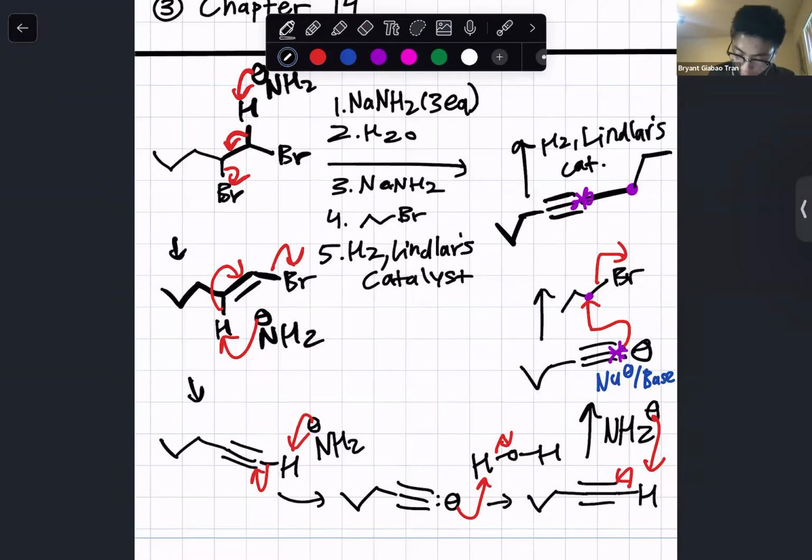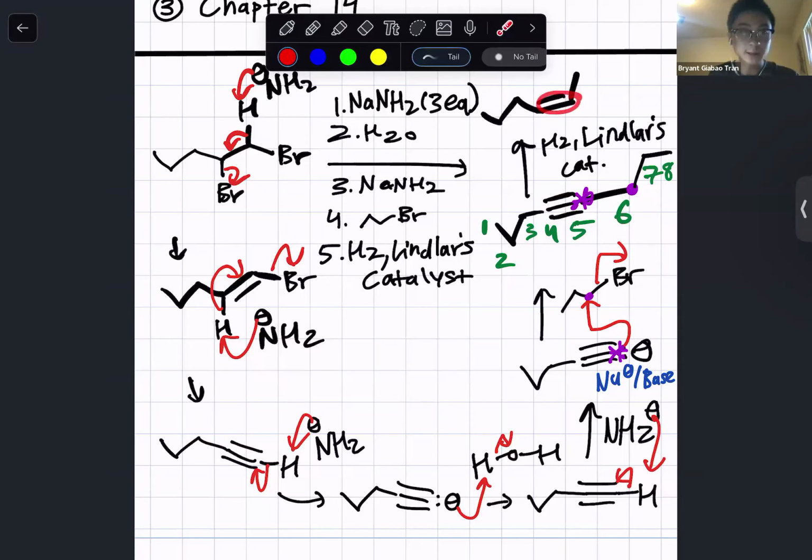Right. So to keep track of all the carbons, I like to number my alkyne. So let's say this is 1, 2, 3, 4, 5, 6, 7, 8 carbons. I know there's going to be a cis double bond between carbons 4 and 5. So when I draw out my product, that's 2, 3, 4, and the next one, 5 right there. There's a cis double bond right there. So I have to draw it in a way that that double bond is cis. 1, 2, 3, 4, 5, 6, 7, 8, like that. The final answer.